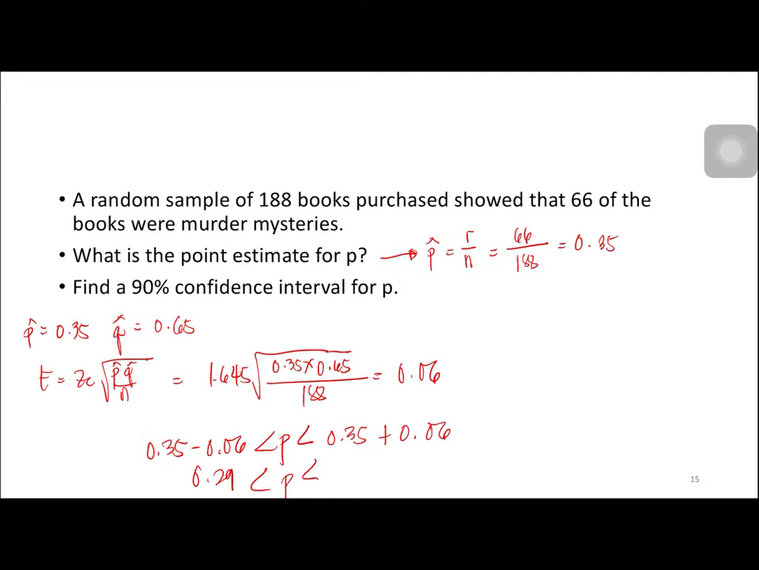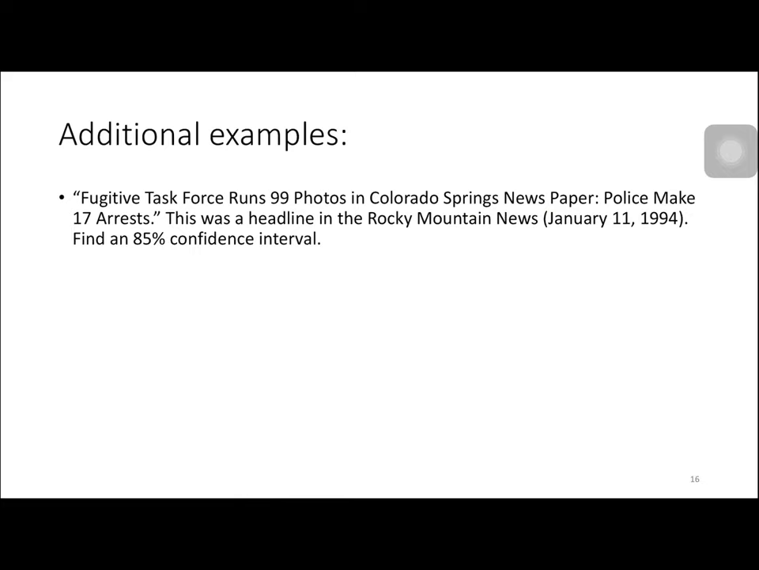0.29 is less than P is less than 0.41. So this is our, again, 90% confidence interval for P. Okay, so for our additional examples, Fugitive Task Force runs 99 photos in Colorado Springs newspaper. Police make 17 arrests. This was a headline in the Rocky Mountain News, January 11, 1994. So find an 85% confidence interval.